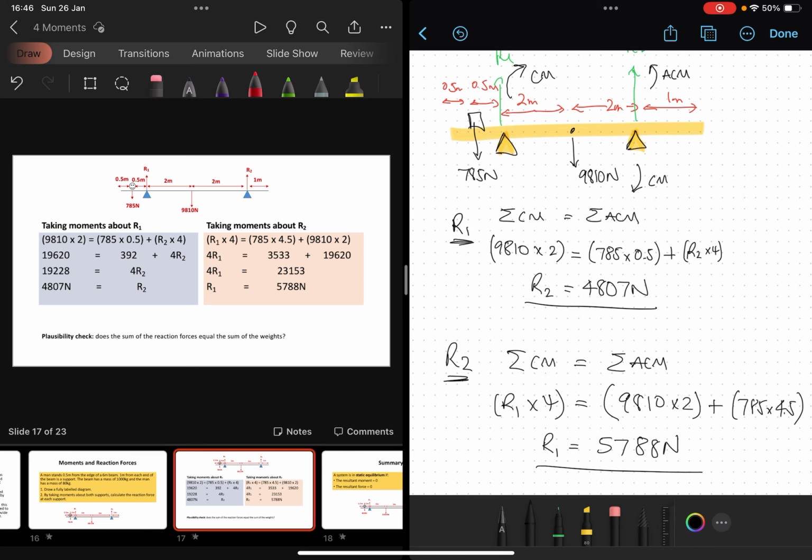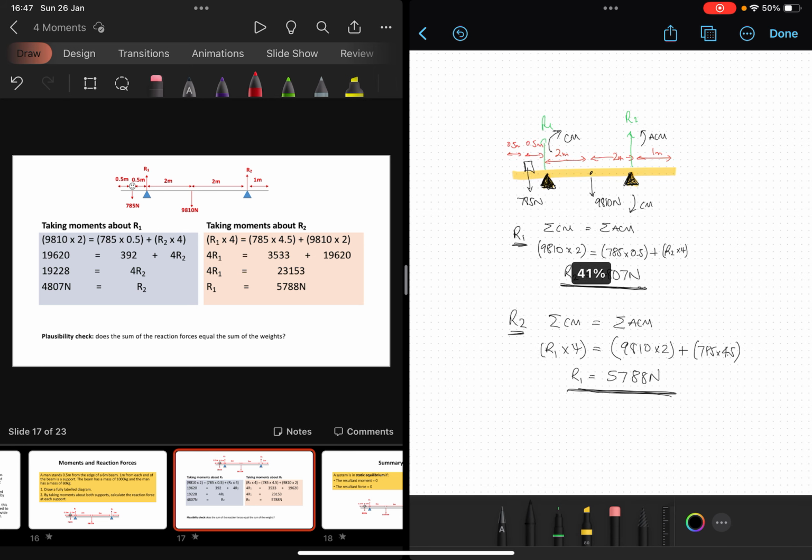So what have we done? We've considered everything from the perspective of that first pivot, and that enabled us to work out R2. We've then considered everything from R2, and that enabled us to get R1. Now, how do we know that these two numbers are correct? The answer is we add them up.